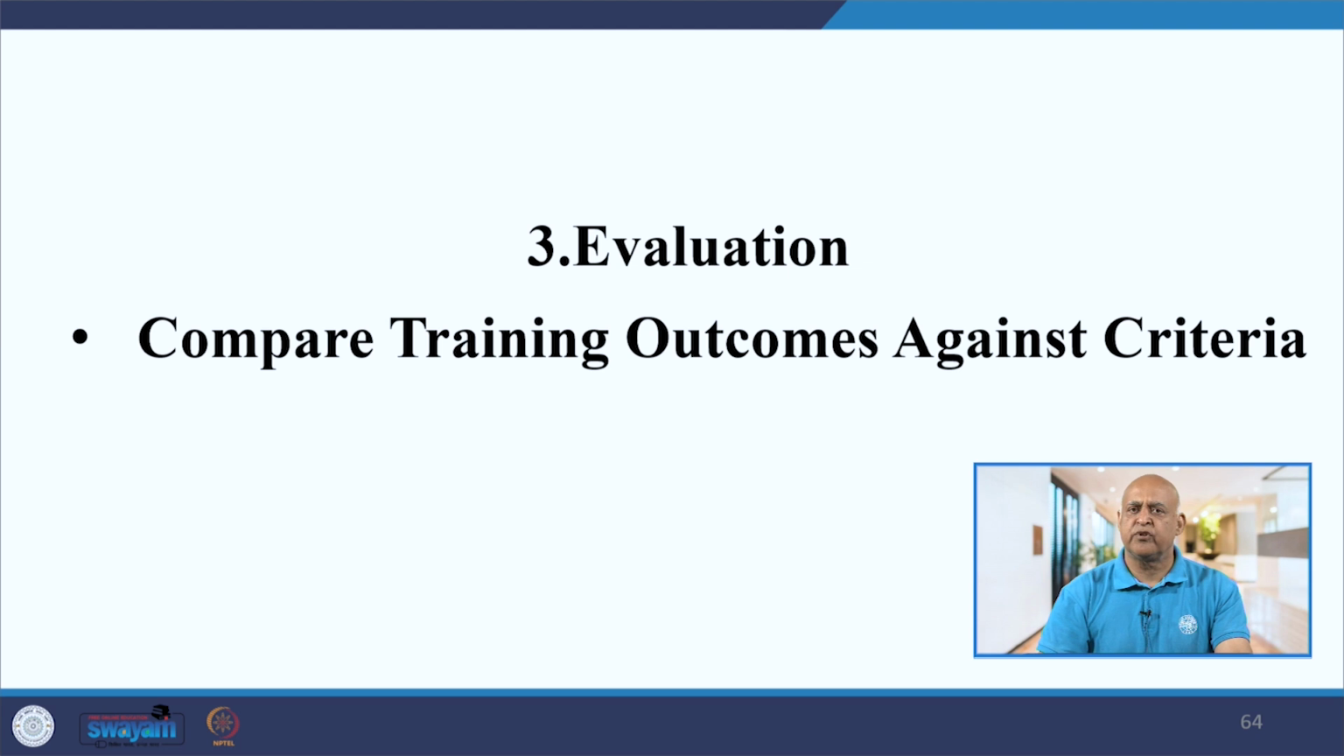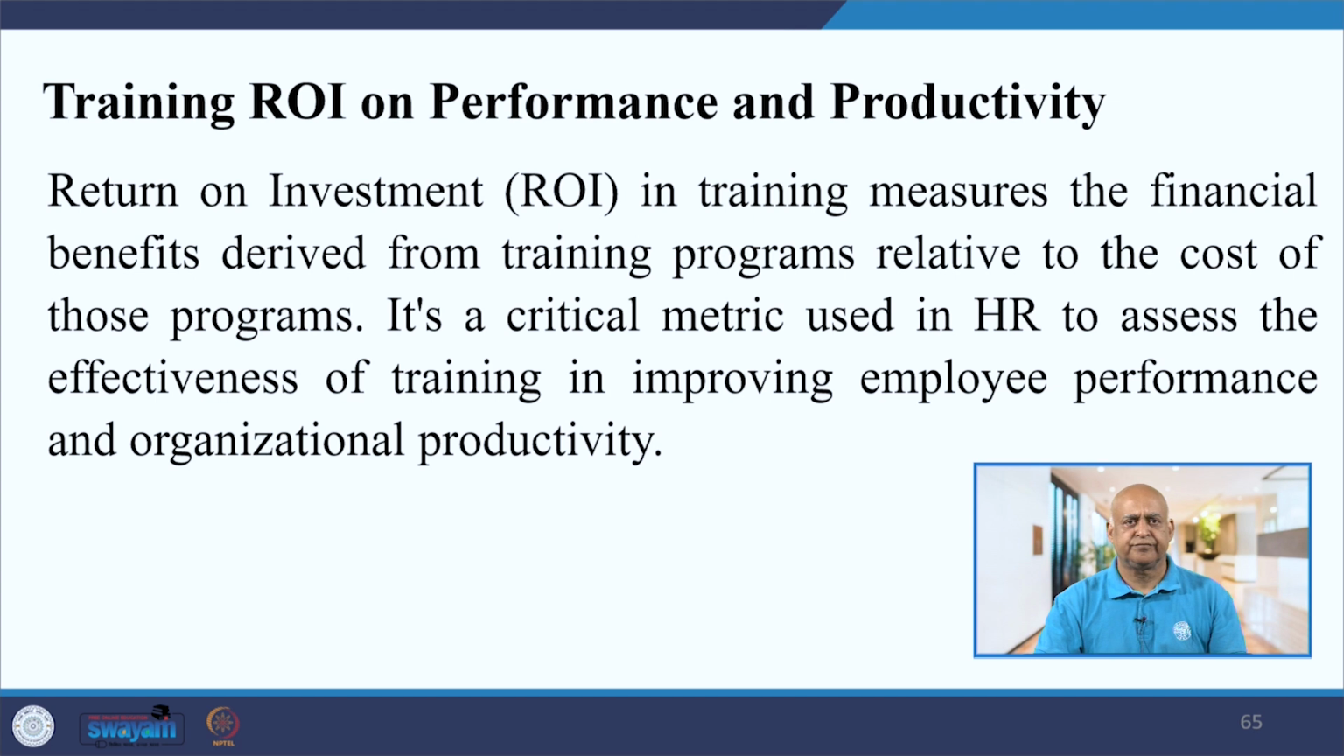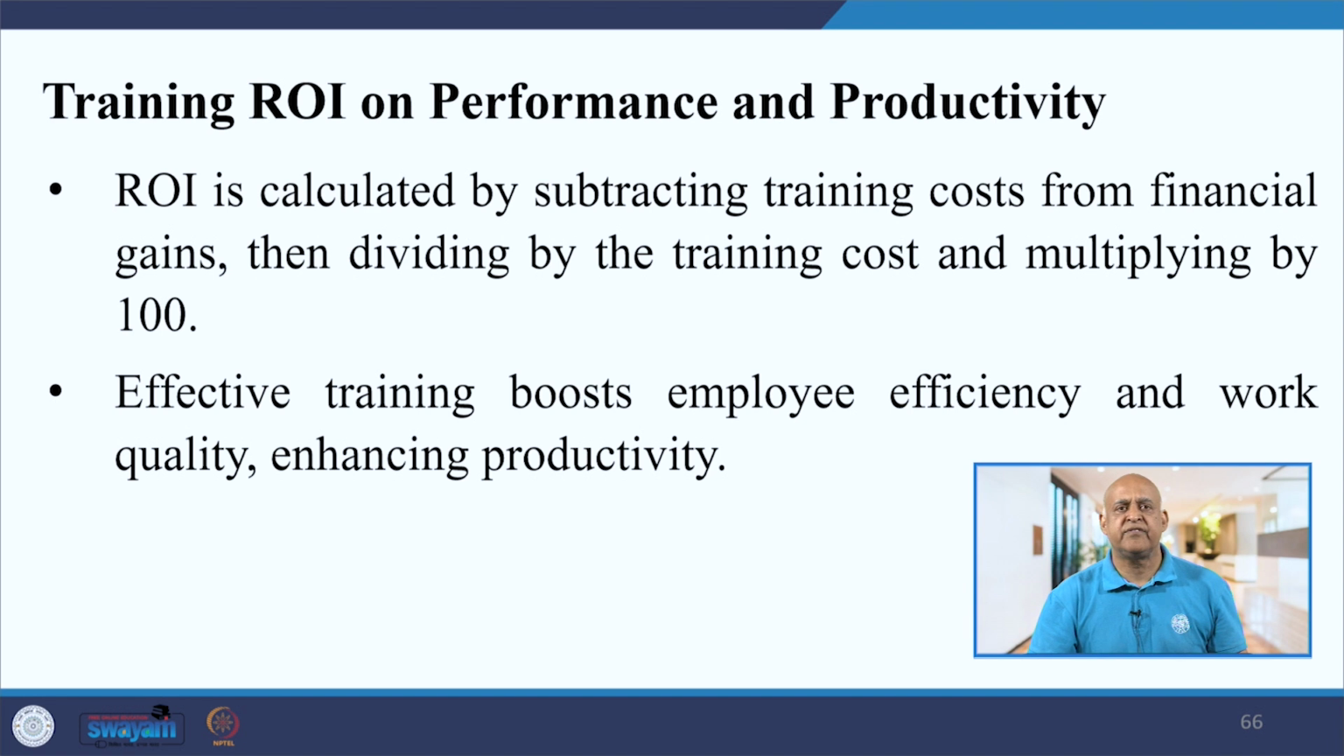Now we will come to the third part, that is about the evaluation: comparing the training outcomes against the criteria. The training ROI on performance and productivity measures the financial benefits derived from the training programs relative to the cost of these programs. It is a critical metric used in HR to assess the effectiveness of training in improving employee performance and organizational productivity.